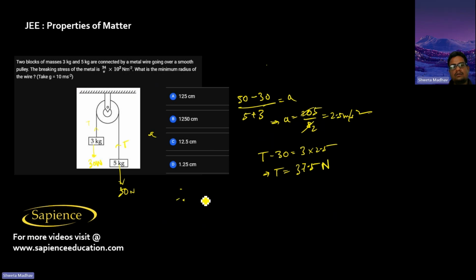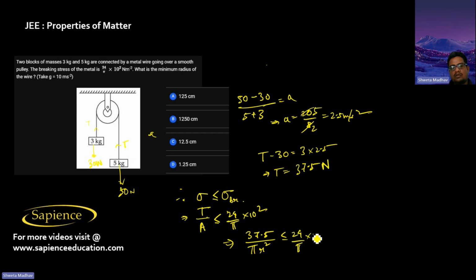Therefore, here it is asked for the minimum radius, it means the stress should be less than or equal to the breaking stress. Now, the stress is given as the tension force per unit area, that should be less than or equal to 24 by pi into 10 power 2. Now, the tension force is 37.5 divided by A, that is pi r square. Pi r square, that should be less than or equal to 24 by pi into 10 power 2.